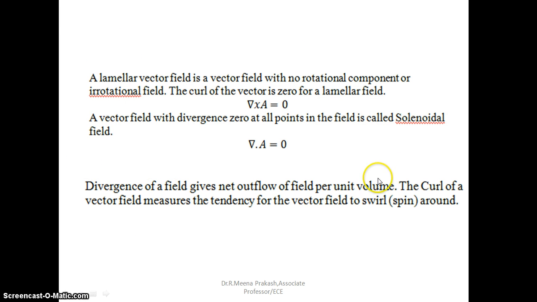Once again, we have two more fields, since we have defined divergence and curl. If the divergence is 0, then it is called a solenoidal field, and if the curl is 0, then it is called a lamellar field.